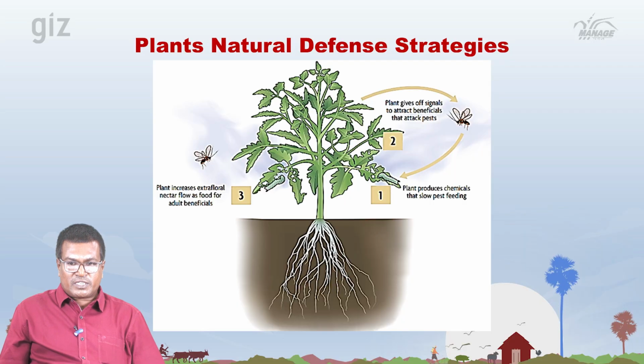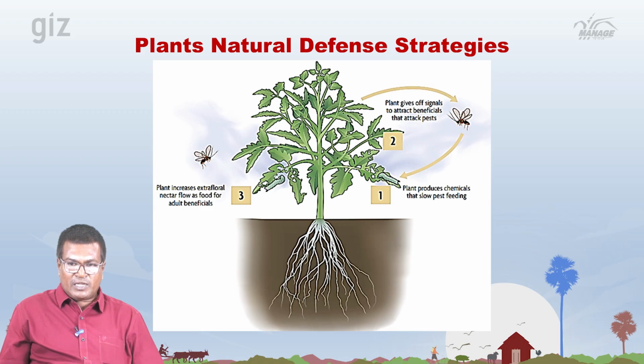The plant produces chemicals that slow pest feeding. This happens in a natural ecosystem. The plant will produce some kind of chemicals which slow the pest from feeding, which means it will repel the pest. It will not allow the pest to feed, because the chemicals produced by the plant are not relished by the pest. So the eating will be slow. This will happen if it is grown naturally.